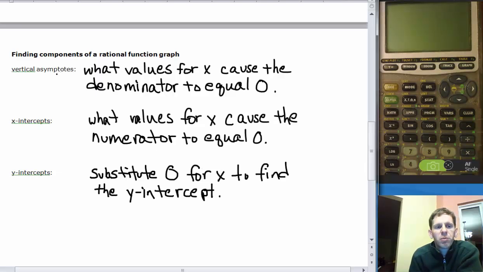A rational function may have just a single vertical asymptote or it could have multiple asymptotes. There could also be singular x-intercepts or multiple, but there will only be one y-intercept in your rational function.